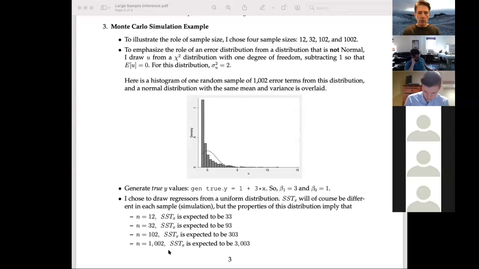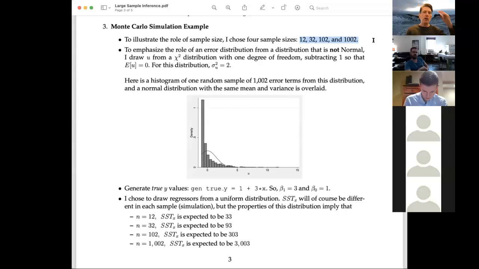Now, the key point that you want to keep in mind is that obviously what we just introduced here in chapter 5 is large sample inference. So it makes a difference how large your sample is. And so to illustrate that, I'm going to show you 4 sample sizes, ranging from 12 to 1,002. And I think you can all see, yeah, there's a big difference in size across those sample sizes.